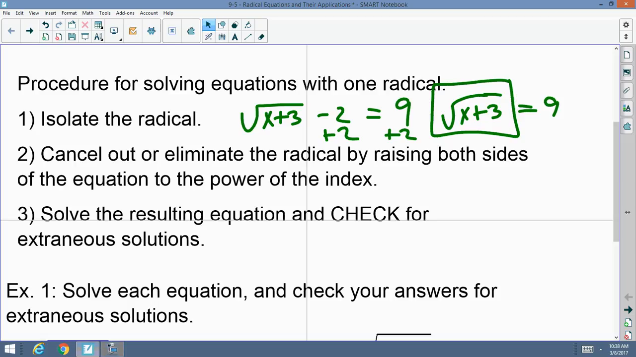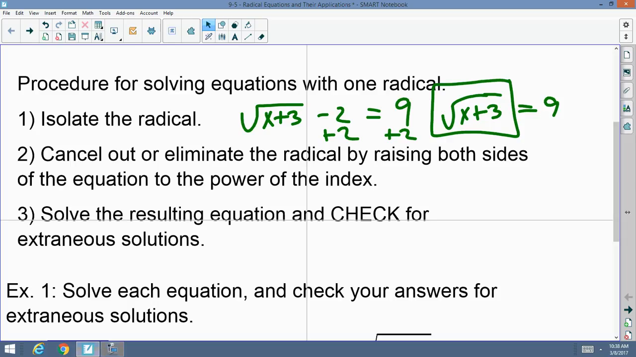Nothing's being added to that radical. Nothing's being subtracted from that radical. Nothing's being multiplied to that radical. And nothing's being divided from that radical. Okay? And then from there, we're going to go ahead and solve, and I'll teach you how to do that in a second. But that's what that means. Isolate the radical. Get it by itself.